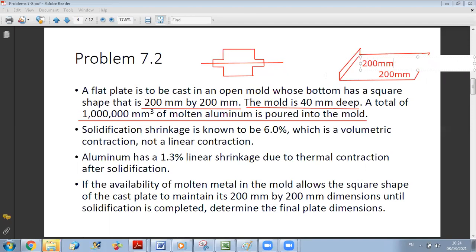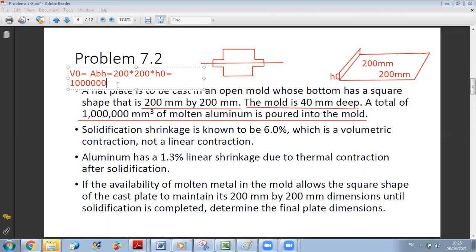In order to get the initial thickness H0, or the initial height, we will use the volume of the molten metal. So we can say that V0 is equal to the base area times the height. It's equal to 200 times 200 times H0, equal to 1 million, which is the volume of the molten metal. Now, from this relation, we can get H0. Pay attention to units, please. The volume of molten metal is given in millimeter cube, so have all your dimensions in millimeter. Then H0 will be in millimeter. You will get 25 millimeters.